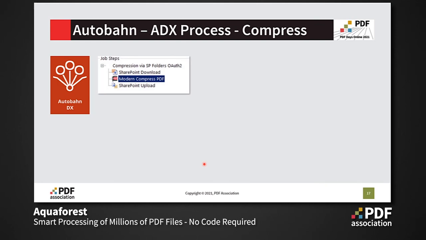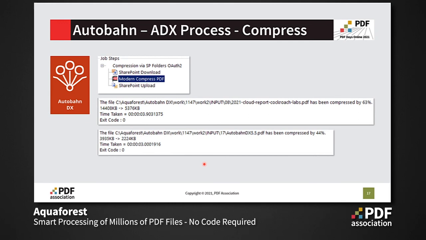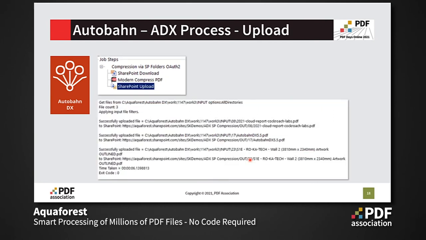Now, the next step would be to actually compress these documents. And again, just a couple of snapshots here from the log. To compress the cloud report by 63%, quite impressive, it took just under 4 seconds. And the Autobahn reference guide had been compressed by 44% in 3 seconds. Step number three, to put them to the output location. Again, three files have been identified. We've only shown two here earlier. And then they get put to the output location and exactly back to the folder where they belong, 8, 17, and 23 here, so that each employee gets his or her files in a compressed format.